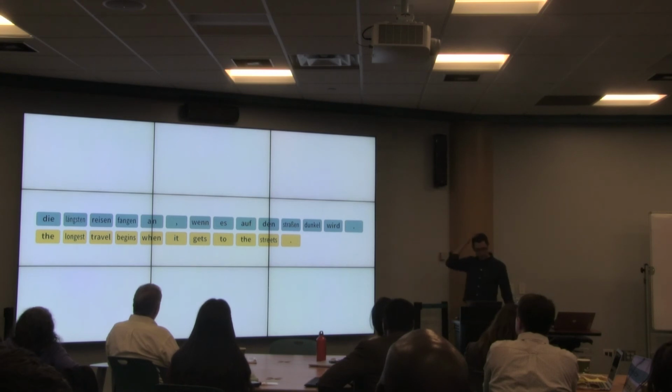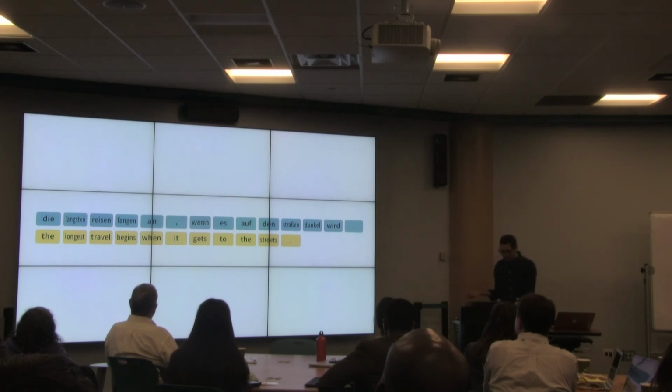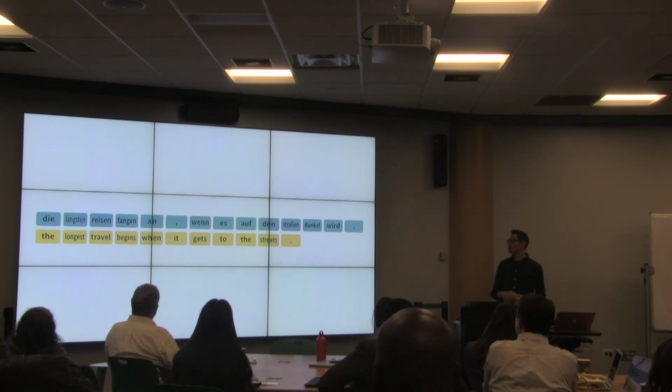Each blue box is a word, and it translates roughly to "the longest travel begins when it gets darkest in the streets." This was from a famous German philosopher, I've been told. But what we see is that the output from the model is actually what's in yellow. And you'll notice that the word dark is not there at all. It just says "the longest travel begins when it gets to the streets."